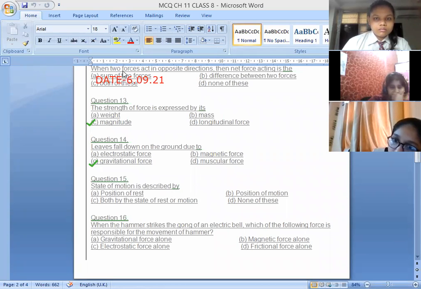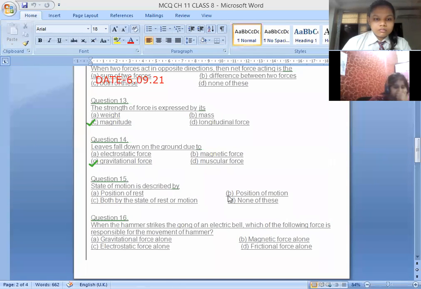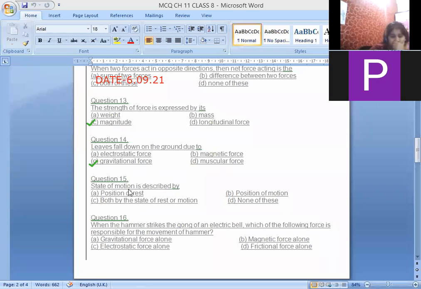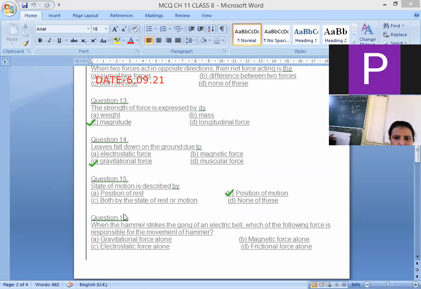Yes, Pari. Ma'am, both. Yes, both. How can it be both? It's mentioned here: state of motion. How will the state of motion be described, beta? If it is at rest, then we can't say that it is in motion. So both position of motion. Okay. When the object is in motion.